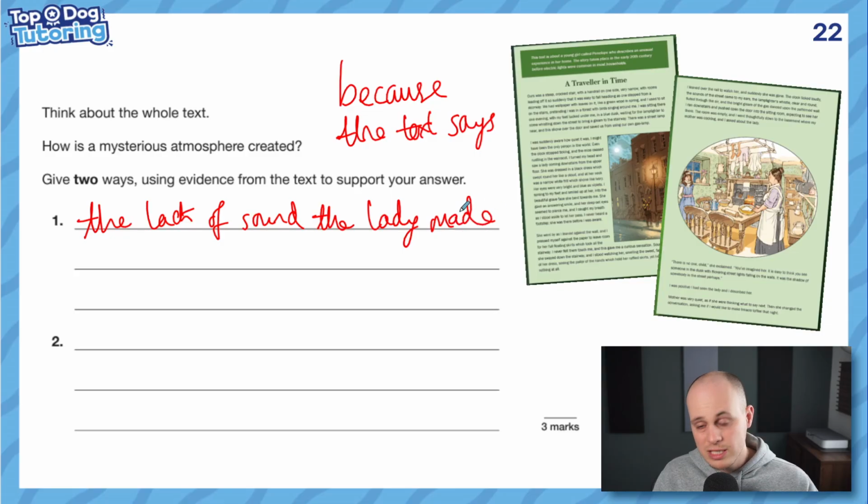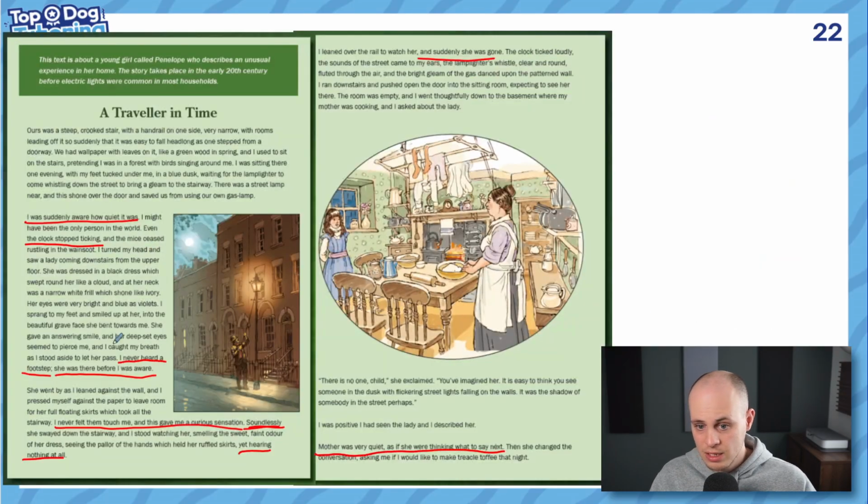And I now have to explain why that's mysterious. That's 1 mark so far. I've not really used evidence. Why is that mysterious then? What's my evidence to prove that that's mysterious? And my evidence will be 'because', and then I'm going to go straight back to the text. Here we go. I can use any of these bits. I could say that she brushed past, but he heard nothing at all. Or the text says 'soundlessly'. Or the text says, 'I never heard a footstep. She was there before I was aware.' I think that's a really strong bit of evidence. So I'm going to say exactly that.